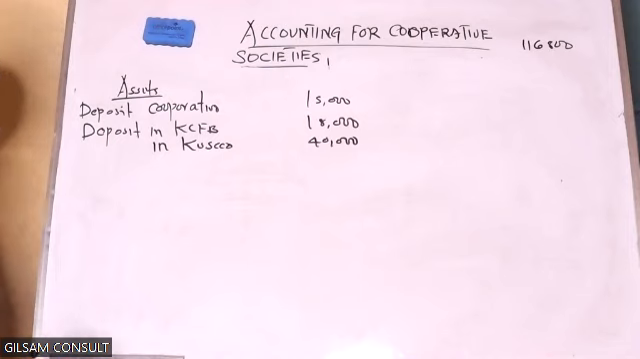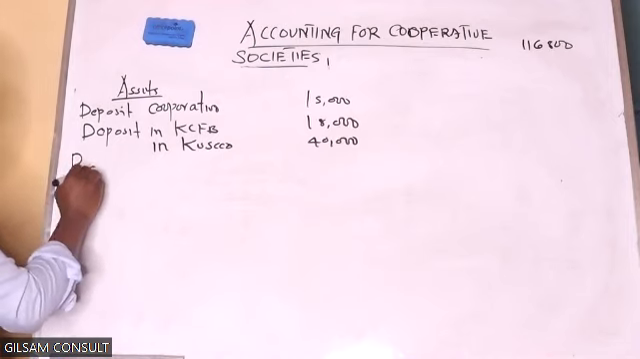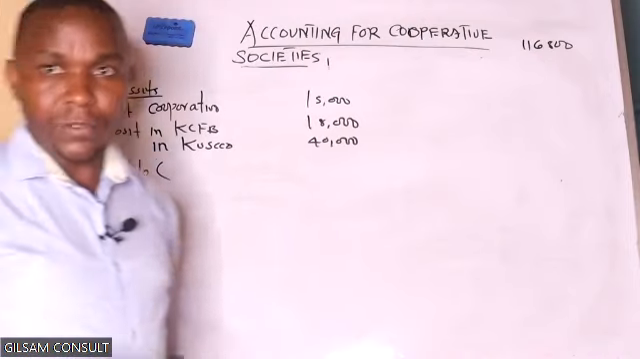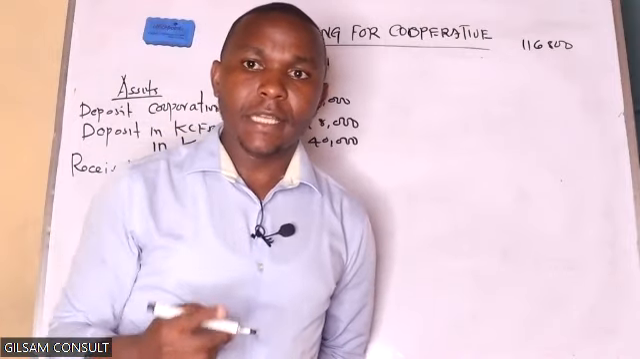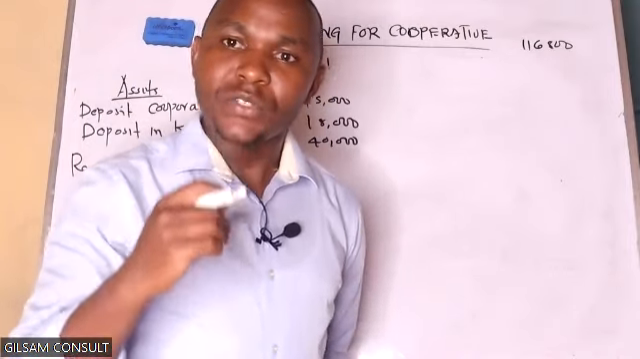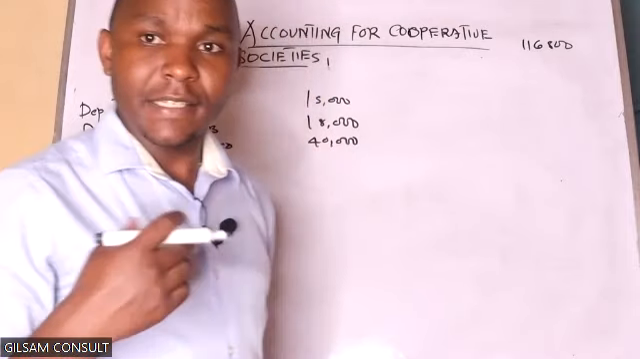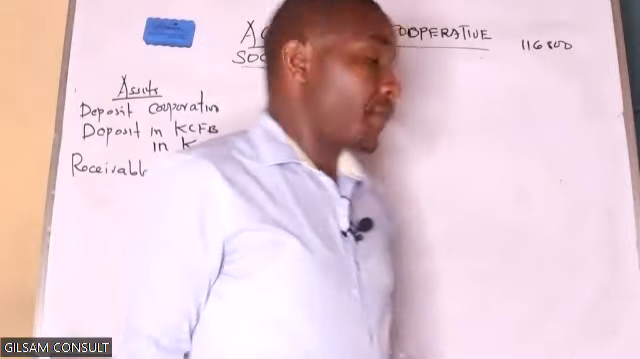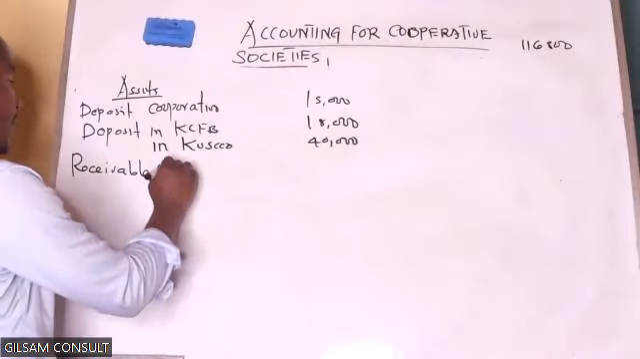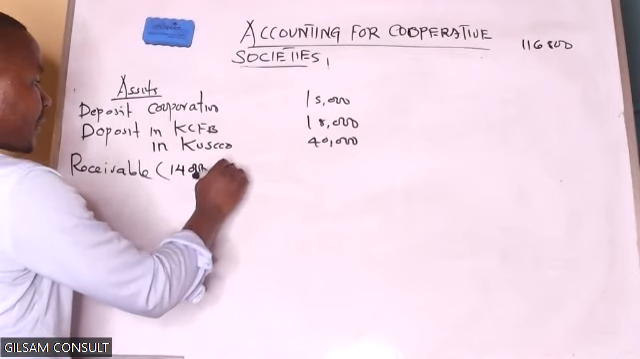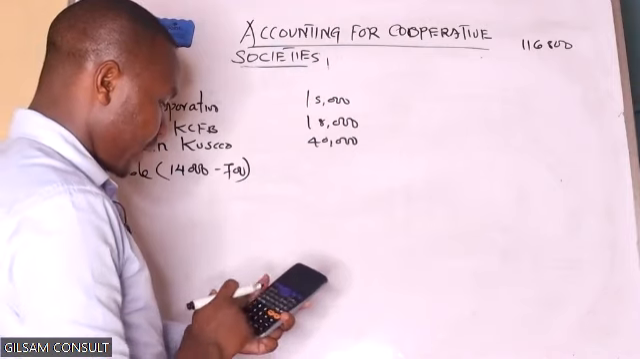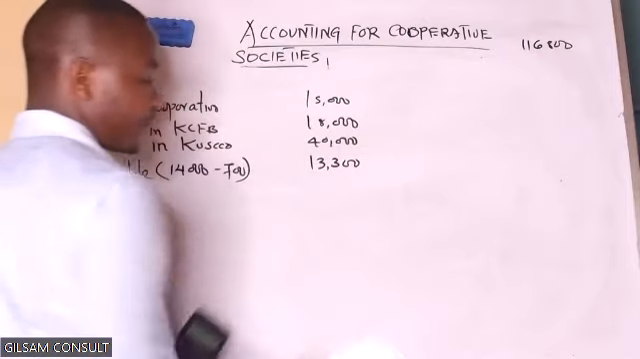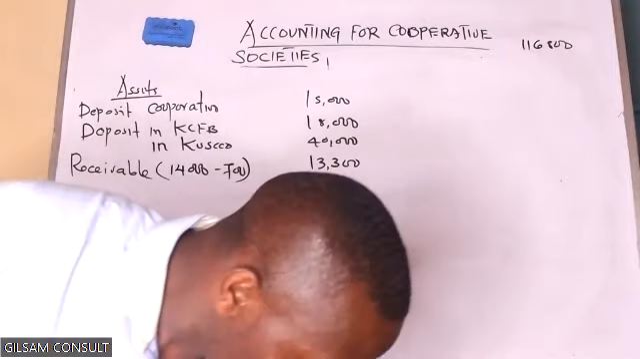Receivable. Remember when you have been given allowance for doubtful debt under additional information, remember to reduce your receivable. So it is an expense, so you will not recover that amount. It is a bad debt provision. So you take the receivable, 14,000 minus 700. How much are we remaining? 14,000 minus 700 remains with 13,300.